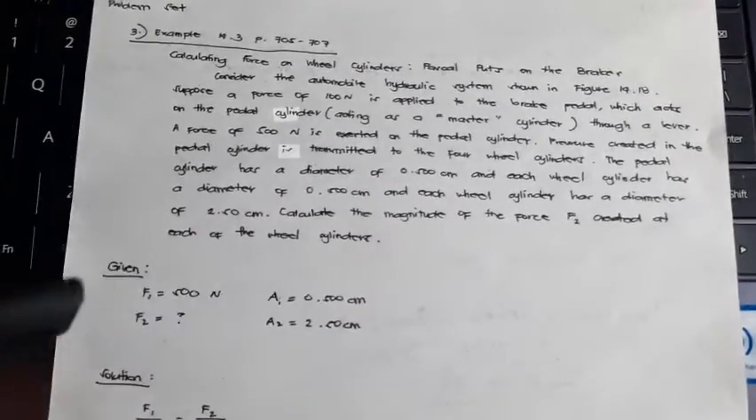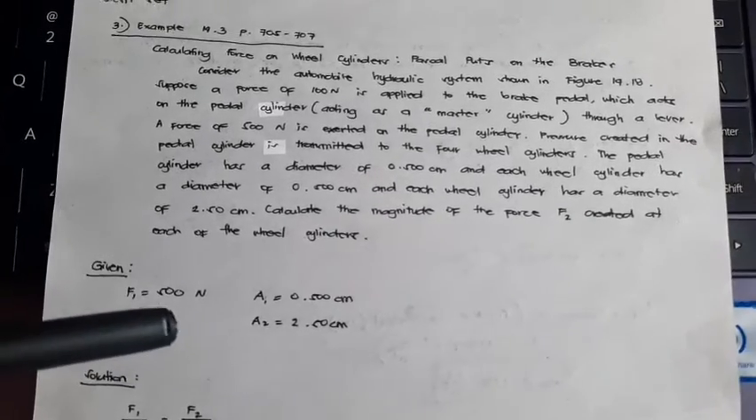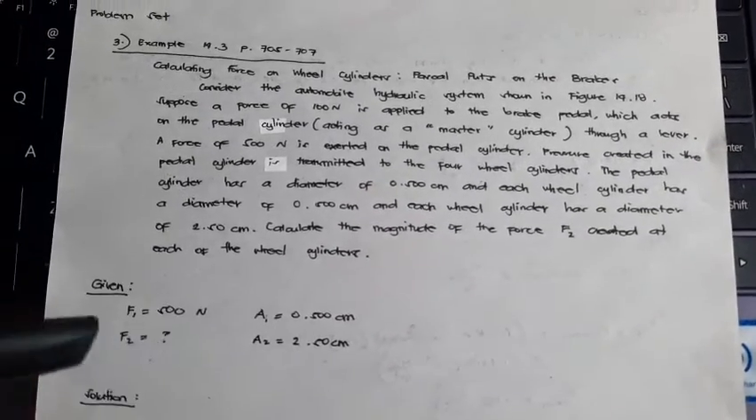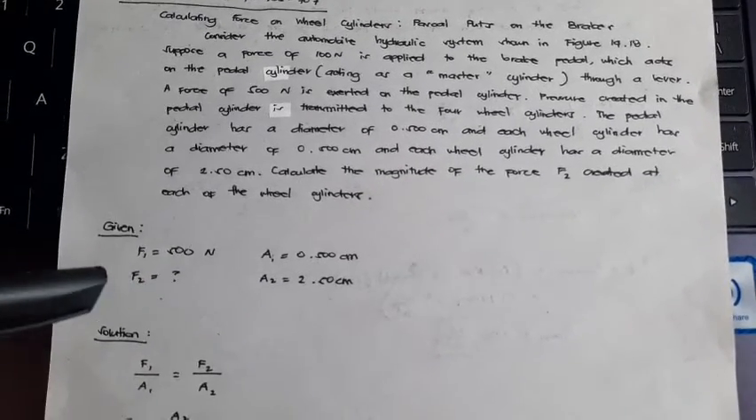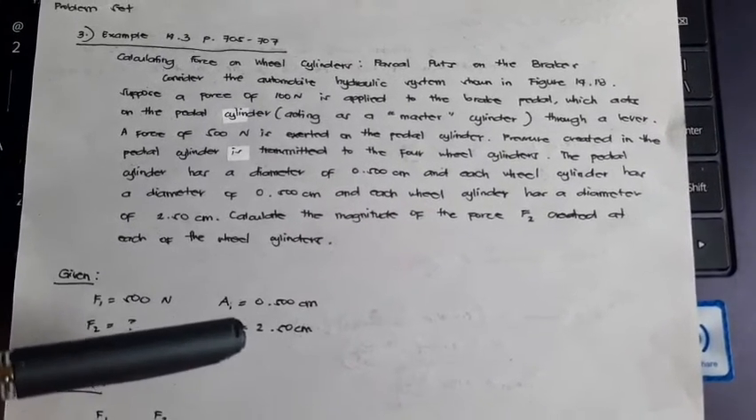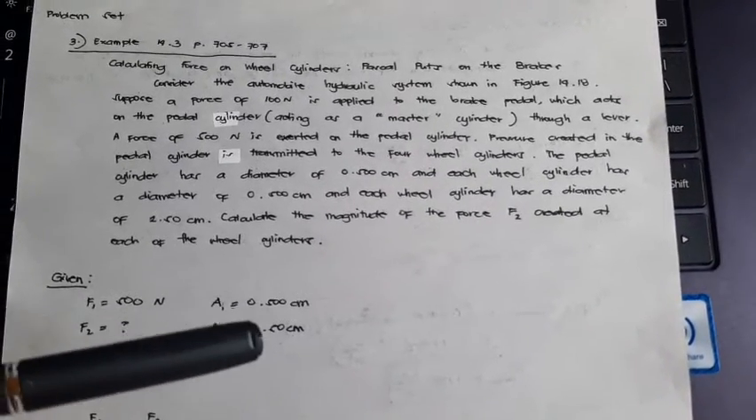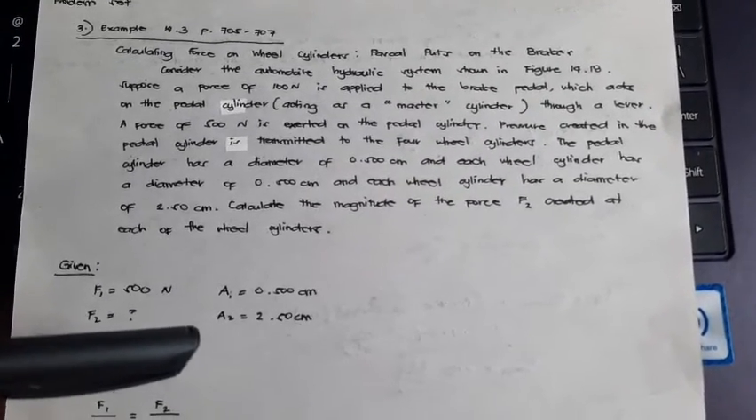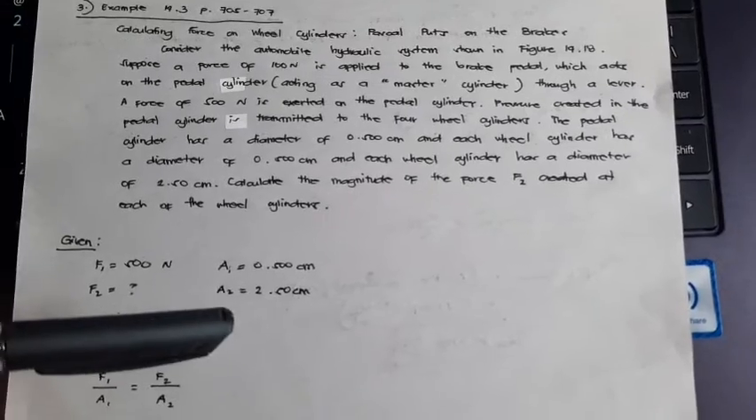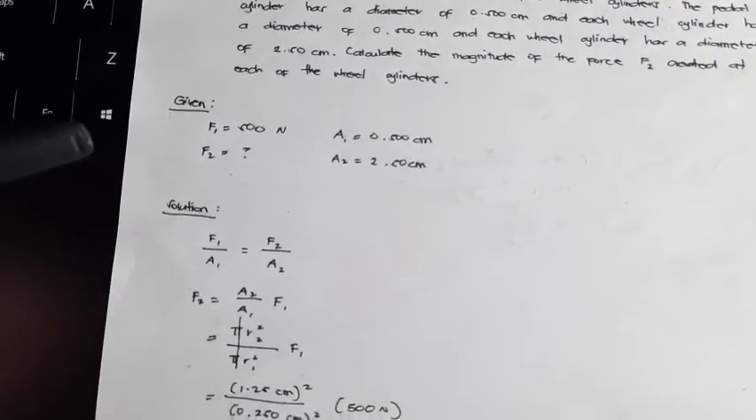So from the problem set, these are the givens. Our F1 is equal to 500 Newton. The cross-sectional area of F1 has a diameter of 0.500 cm, which is the diameter of the cylinder. Then what we are looking for is F2, and A2, the cross-sectional area of the wheel cylinder, has a diameter of 2.50 cm. Let's go to the solution.